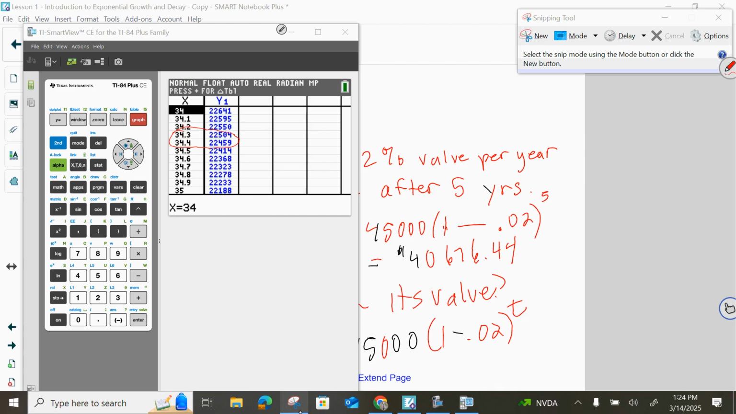Why is what? You didn't put the equation in, maybe? Yeah, you don't have t there. Oh, you want it to vary.